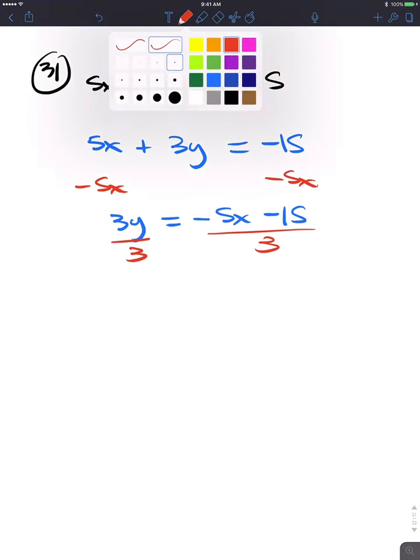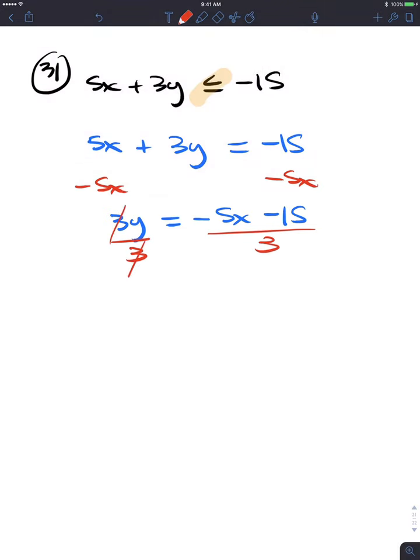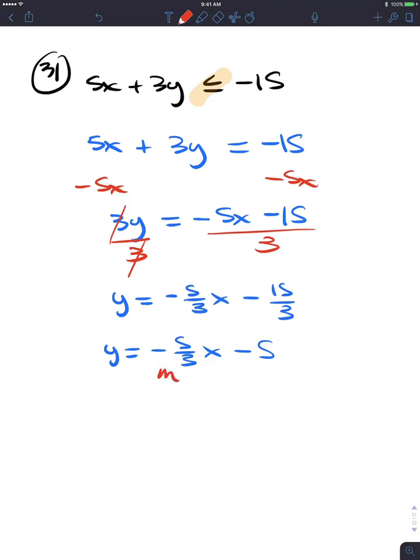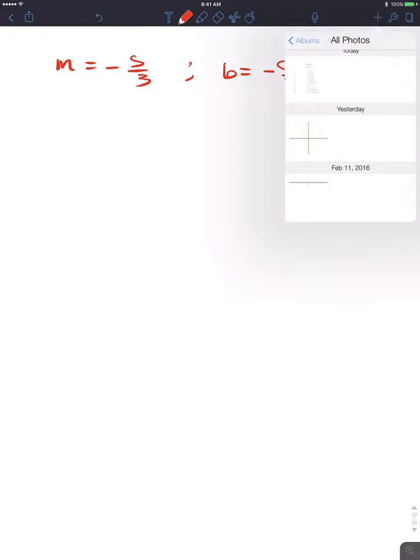Here's what we're going to end up with. 3's are going to cancel. Y equals, now the 3 is dividing both terms. So my equation becomes y equals negative 5/3 x minus 5. My slope value, my y-intercept. My slope here is negative 5/3, and then my y-intercept is a negative 5. Slope is negative 5/3. The y-intercept is negative 5. We need to graph.